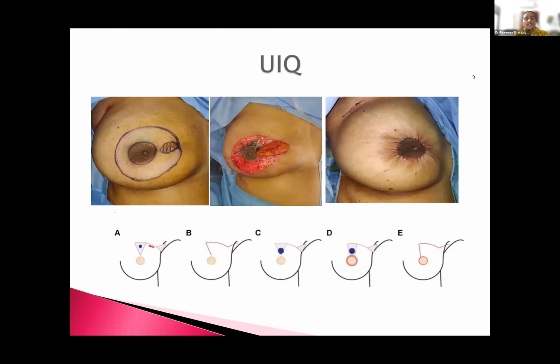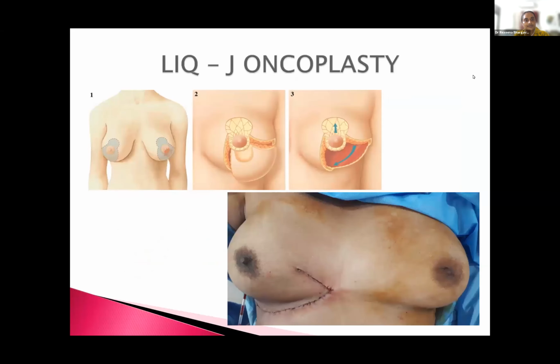For an upper inner quadrant, which is called the no man's zone, usually the round block technique will suffice. As you can see, a donut of skin is removed, the tissue is excised, and the nipple is reapproximated in the center. We also have the matrix flap for this, but it gives a very bad scar, which is why we do not practice it.